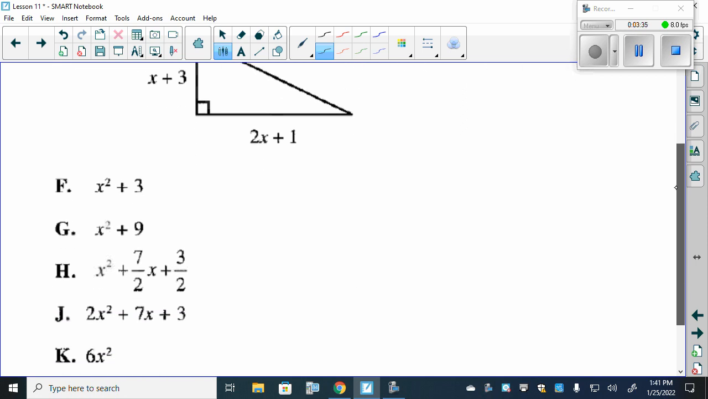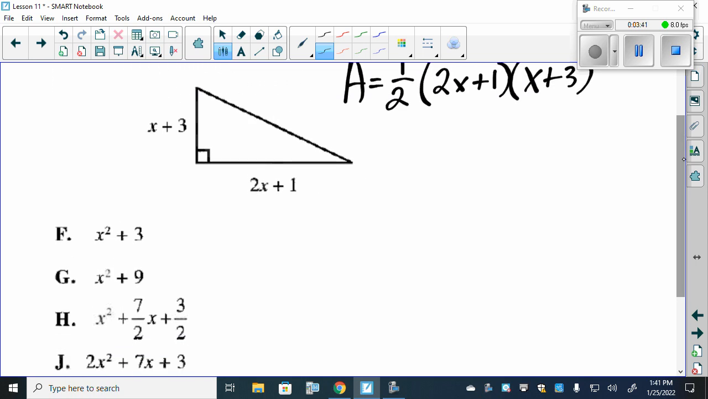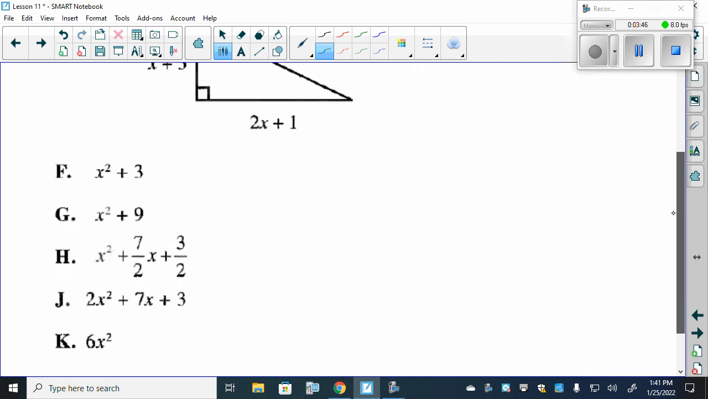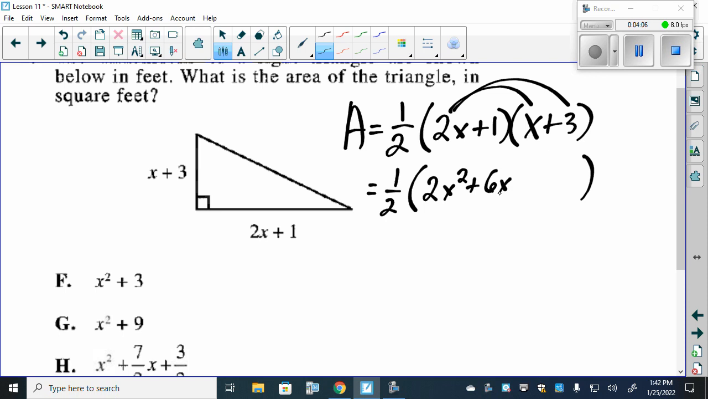Well, if we look at the answer choices, because again, we got it set up, we have x squared plus 3, x squared plus 9, these two in the middle, and then 6x squared. So what is the first thing we would do with this here? Well, we can multiply these two together, yes? So we would do 2x times x is 2x squared. 2x times 3 is plus 6x. 1 times x is plus x, and 1 times 3 is 3.